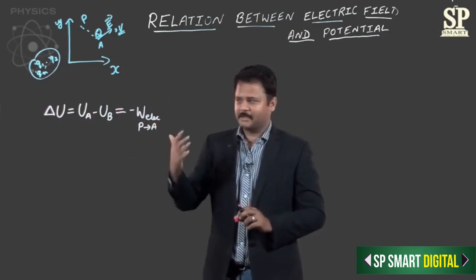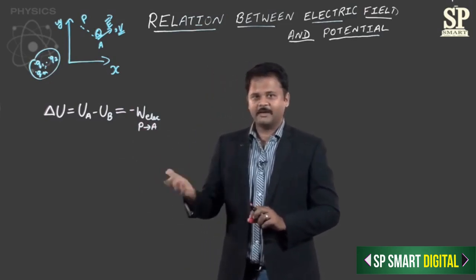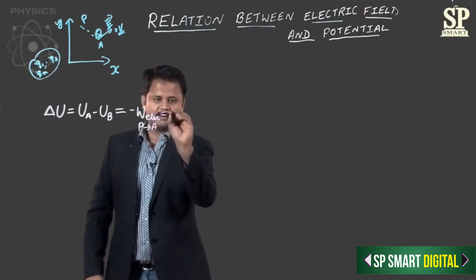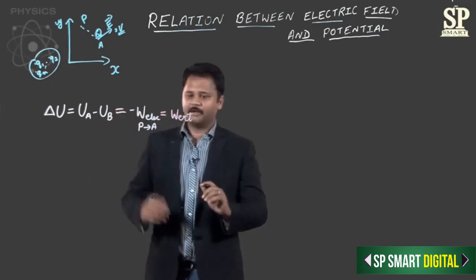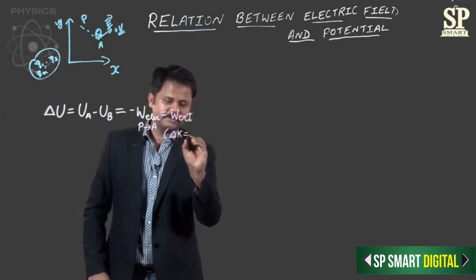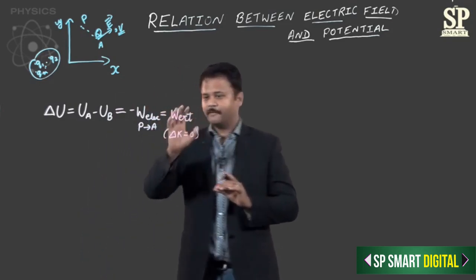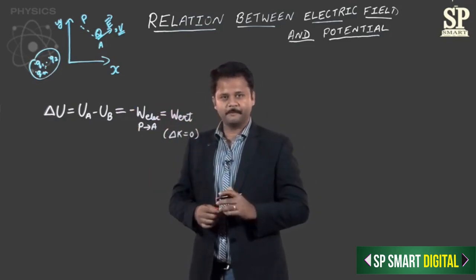The magnitude is the same, the only difference is in the direction, and the direction is just opposite. So I can write this as also the work done by the external force in moving this, under the assumption that the change in kinetic energy is zero. This is the big assumption about when we can use this formula to denote the change in potential energy.